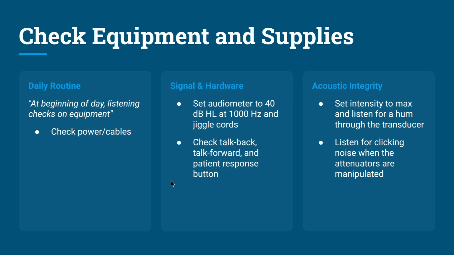Then you want to jiggle your cords around to make sure there's no distortion in the cable, no crackling or static. You want to check your talk back and your talk forward. Talk back being the function where the patient is able to talk and you're able to hear them. Talk forward where you're talking into a microphone and the patient is able to hear you in return. And then you want to check the patient response button. The patient often will have a response button where they push the button in response to hearing a tone, and you want to make sure that's working normally.